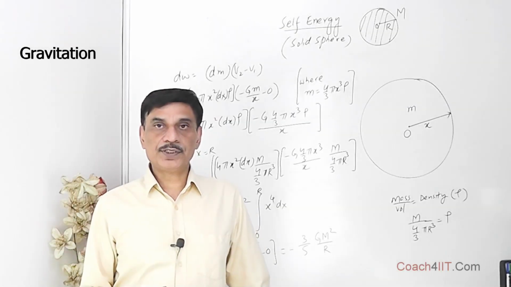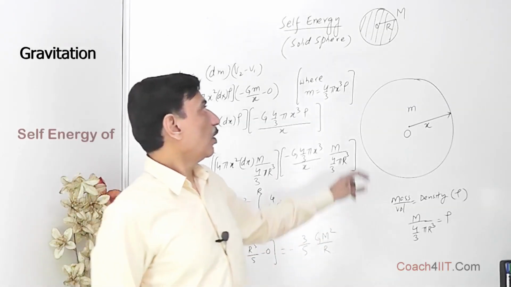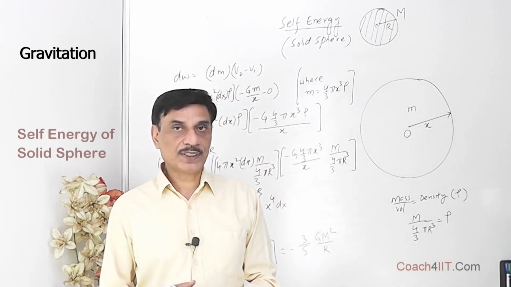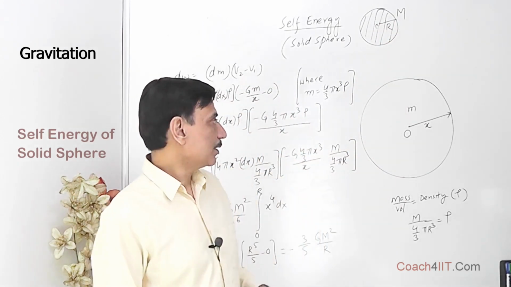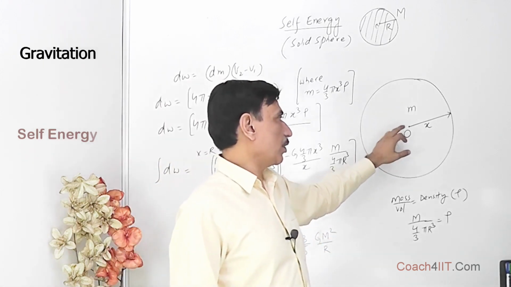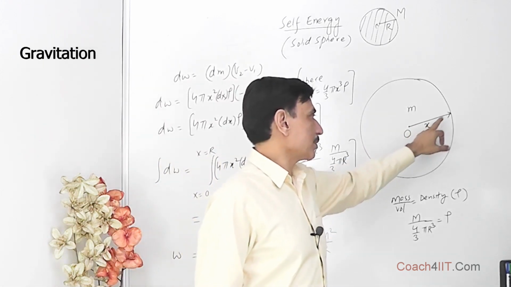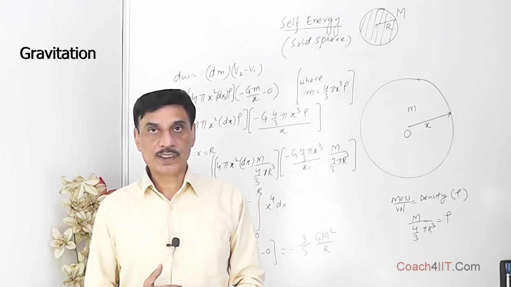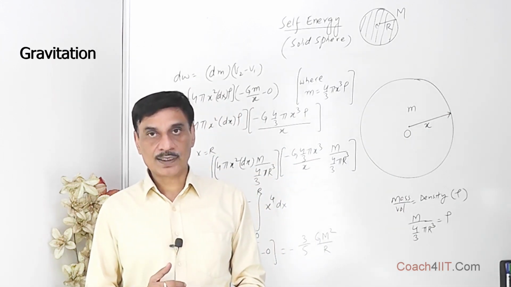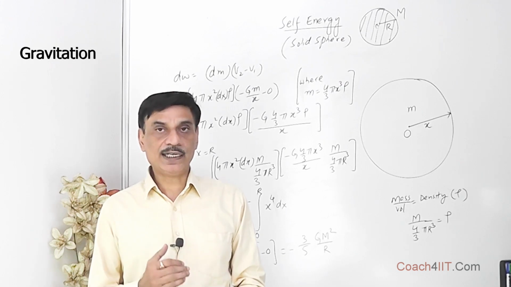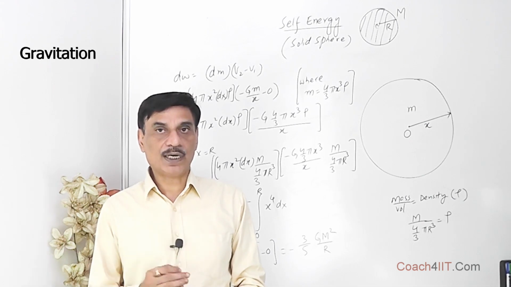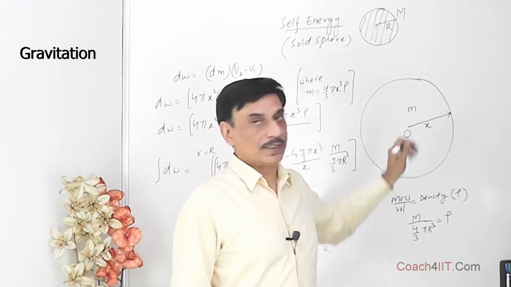Find the self energy of a solid sphere of mass capital M and radius R. The first step is we say there is a general solid sphere of mass small m and radius x over here. Now we'll start adding mass to it in differential elements of mass, and then we shall be finding the work which needs to be done in adding the differential mass onto this solid sphere.